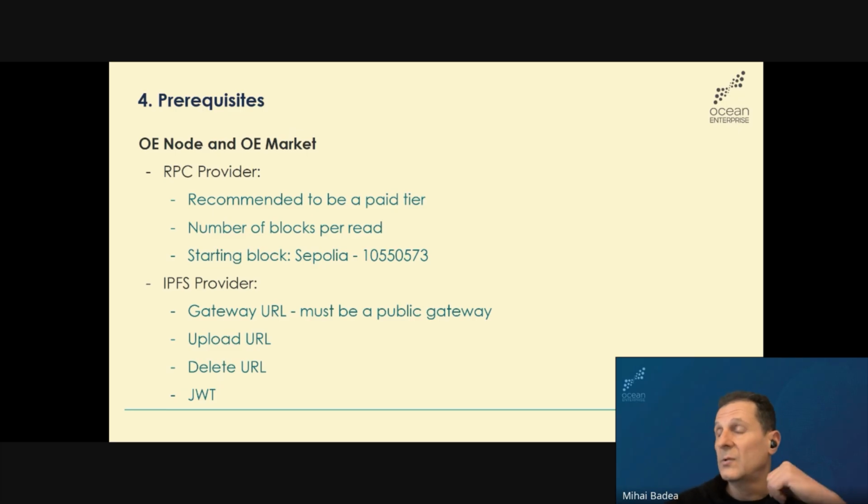It's very important to use a public gateway, at least on the node side, because otherwise the node will not be able to access the files on IPFS that were written by the marketplace.